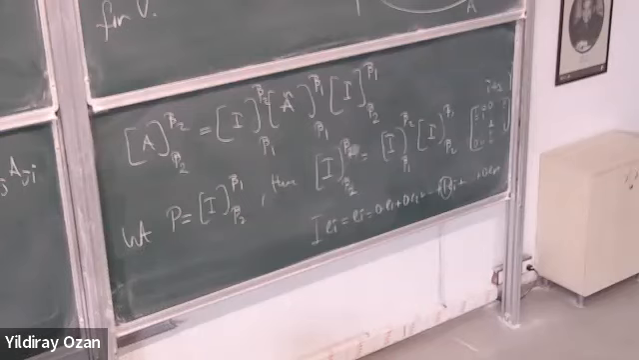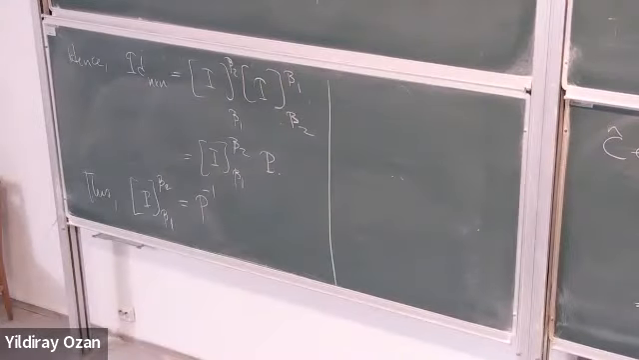Thus, beta 1 to beta 2 is just the inverse. Okay.